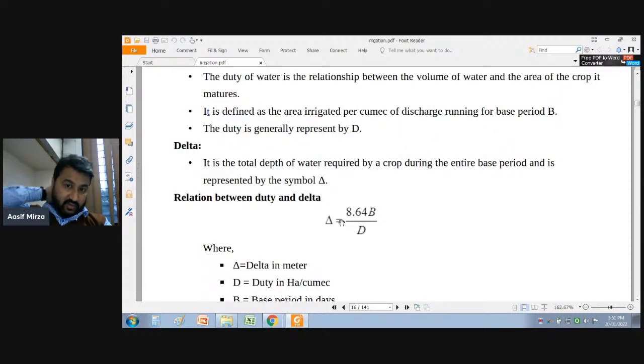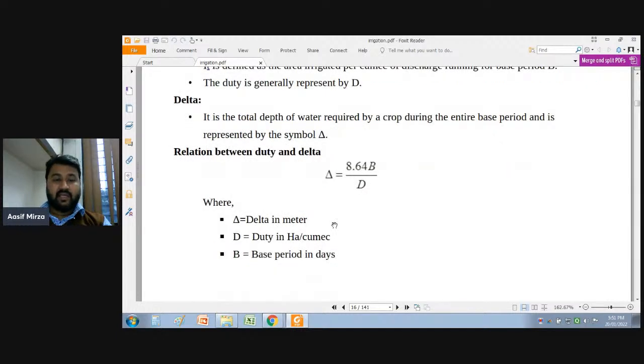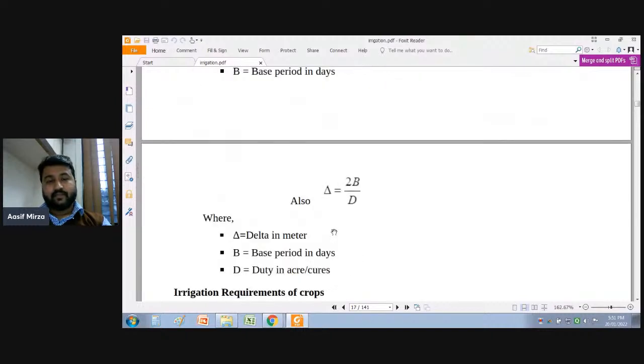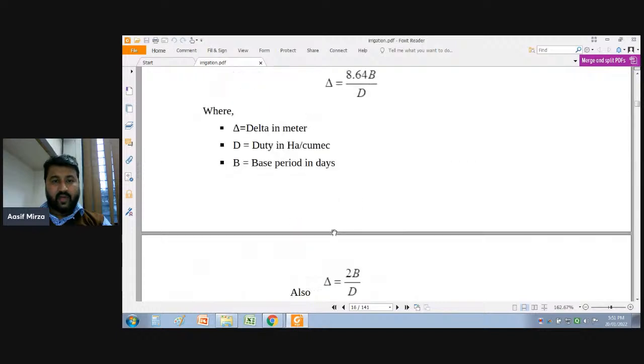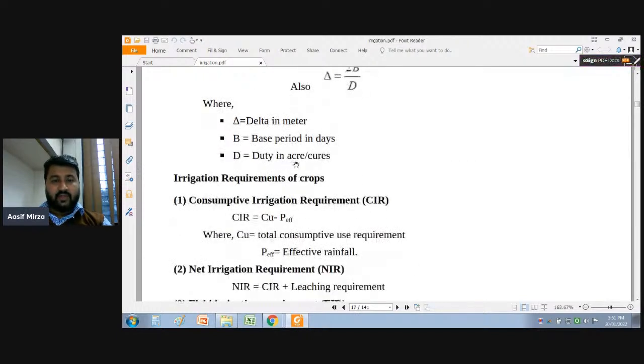So, delta is equal to 8.64 B divided by D, where delta is in meters, D is duty in hectare per cumec, and B is the base period in days. Also we have delta is equal to 2B divided by D, where delta is in meters, B is base period, and D is duty in acres per cumec. Okay, so again there is a typing mistake here.